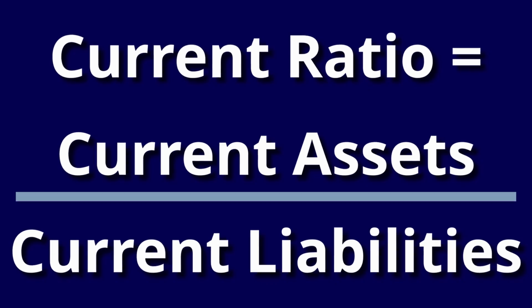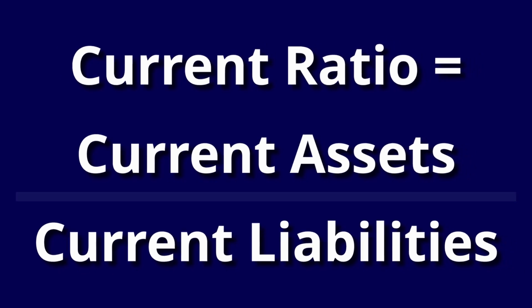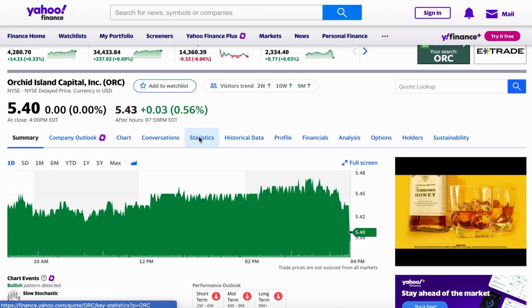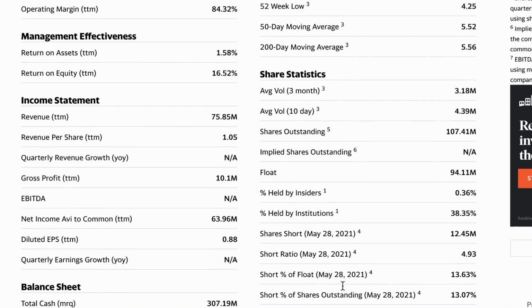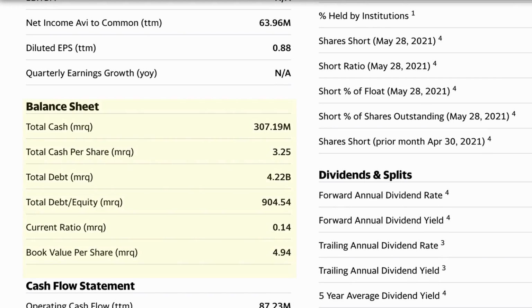Although you can calculate the working capital ratio by dividing the current assets by the current liabilities, it is somewhat difficult to gather the information needed to obtain these preliminary numbers. I suggest you use Yahoo Finance to gather the current ratio of a company you are doing your due diligence on, as it can be found on the Statistics tab under the balance sheet portion of the page.